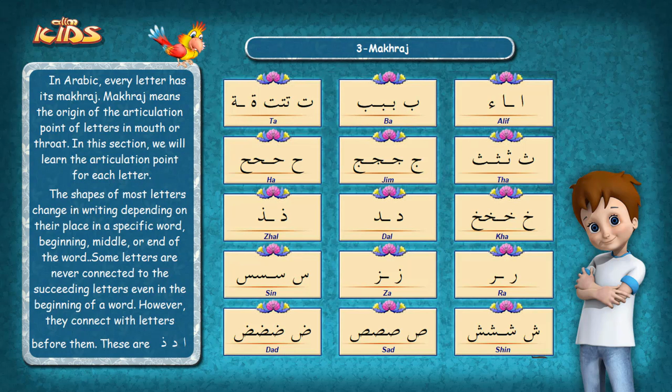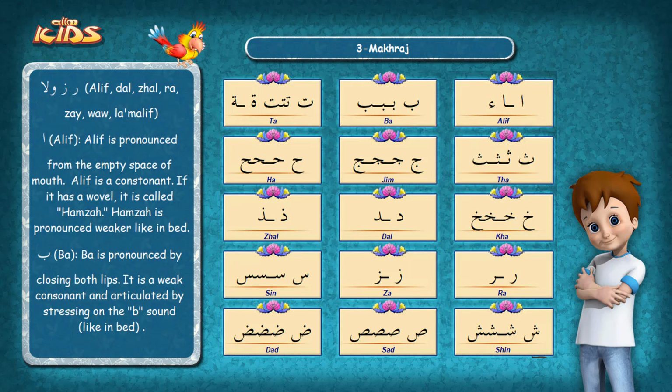The shapes of most letters change in writing depending on their place in a specific word: beginning, middle, or end of the word. Some letters are never connected to the succeeding letters even in the beginning of a word. However, they connect with letters before them. These are Alif, dal, del, r, z, vav, lam alif.